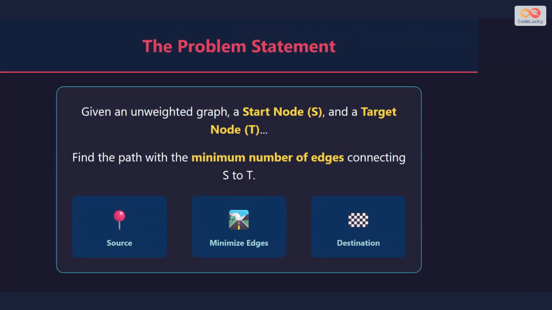Here is our specific problem. We are given an unweighted graph, a starting source node, and a destination target node. Our goal is to find a path from the source to the destination that uses the minimum number of edges. We want the quickest route.